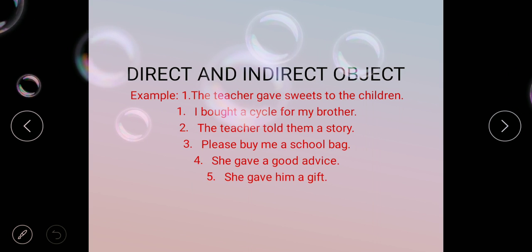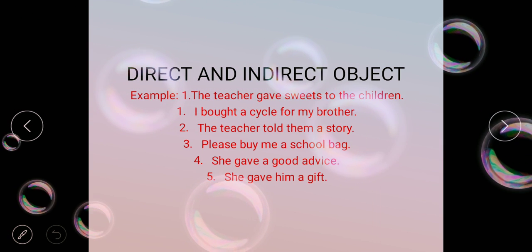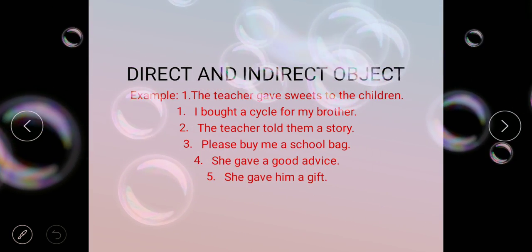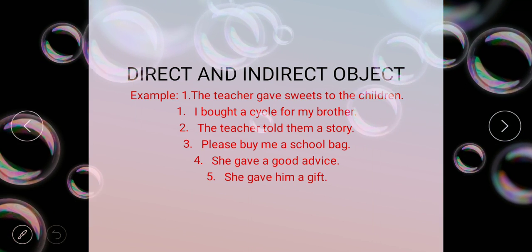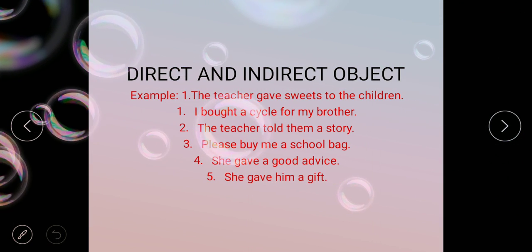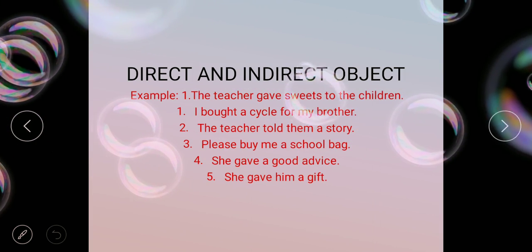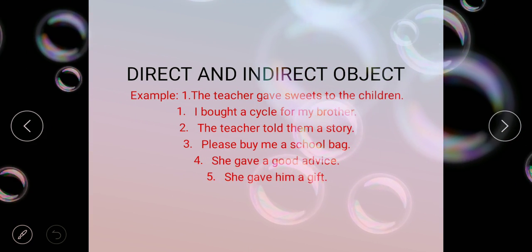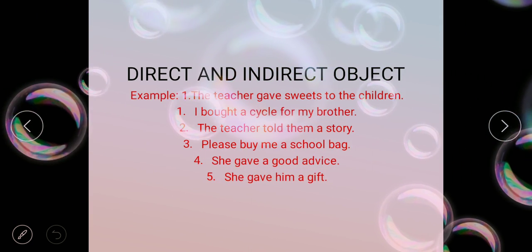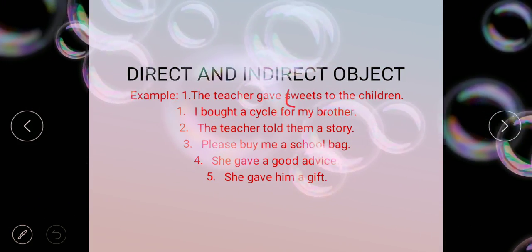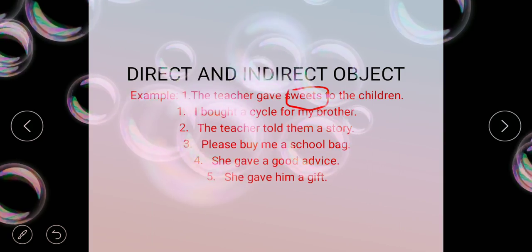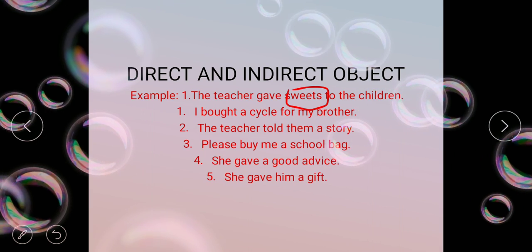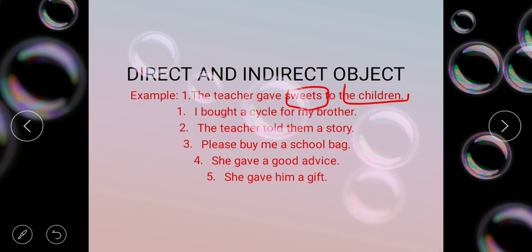Direct and indirect object. It is very easy. Very easily you can identify which is direct and which is indirect object. You simply have to ask the questions what and whom. Questions like what, whom, for, from, to. Okay. Now see, I will ask a question like, the teacher gave sweets to the children. What did the teacher give? Teacher gave sweets. When you get the answer to what, that is the direct object, and the children is the indirect object.